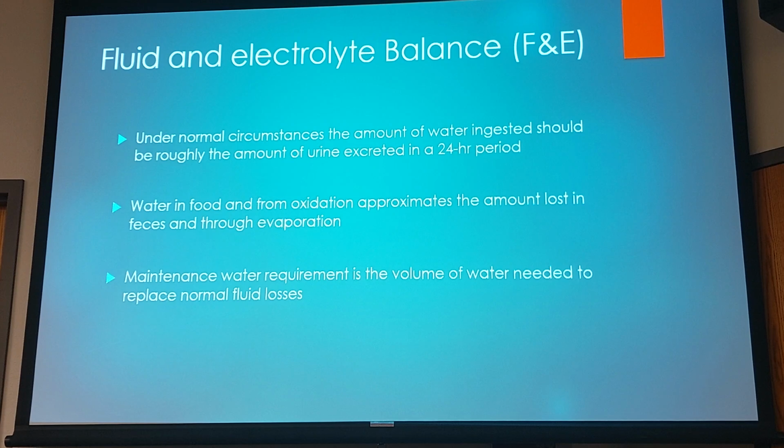So a gram of urine on that gram scale is about equal to a milliliter of water, so it kind of equals out. Water in food and from oxidation approximates the amount lost in feces and through evaporation. Whatever they eat, because there's fluid you can't measure unless it's pure liquid like in an infant, but with solid food, it equals about that. That's why it balances out. We don't measure that insensible loss because it balances out with what we eat.